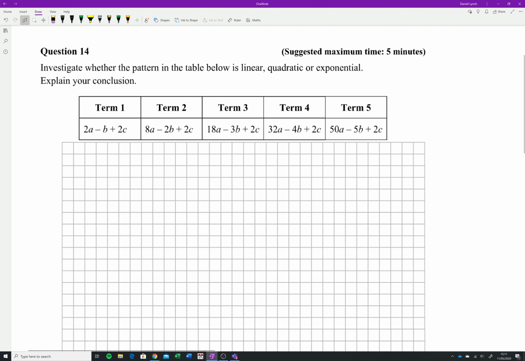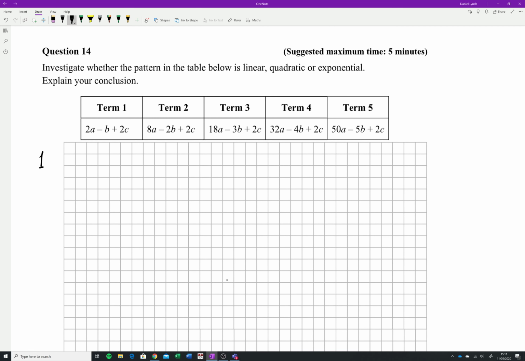Explain your conclusion. Well, of course, our test is to get the first difference. What do we add on to go from there to there? We have to add on 6a's, and we have to add on a minus b, or you can just say we're taking b away from it. You can do that. That's our first difference. To go from here to here, we have to add on 10a's, and we need to take away a single b.